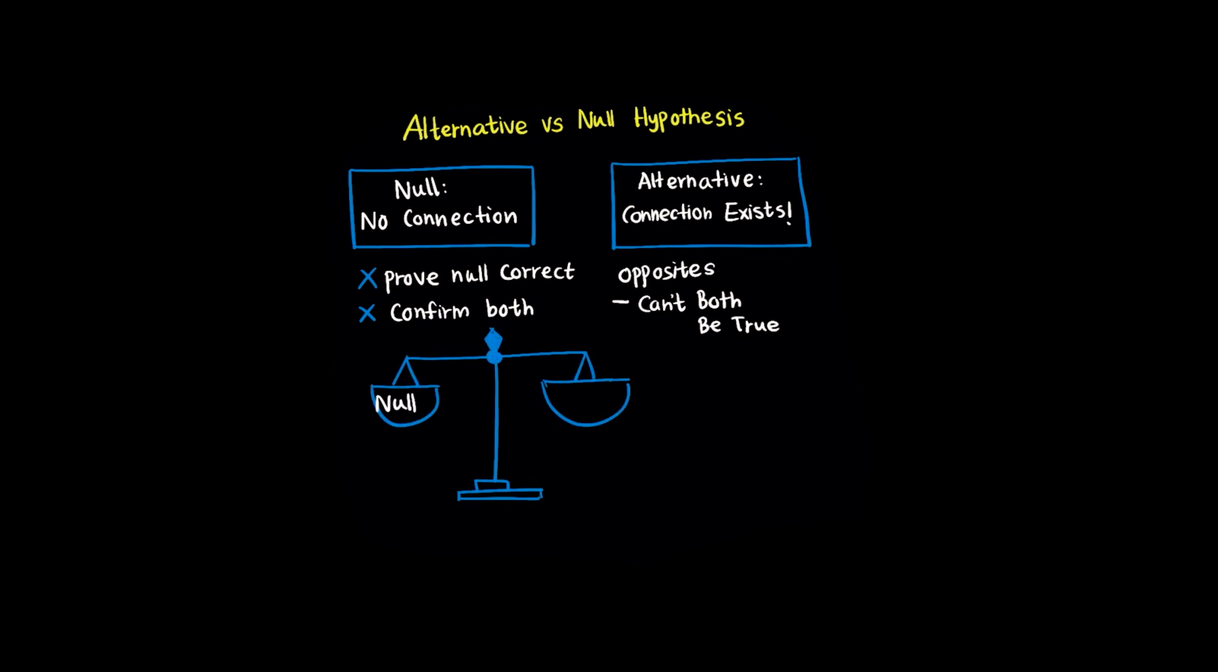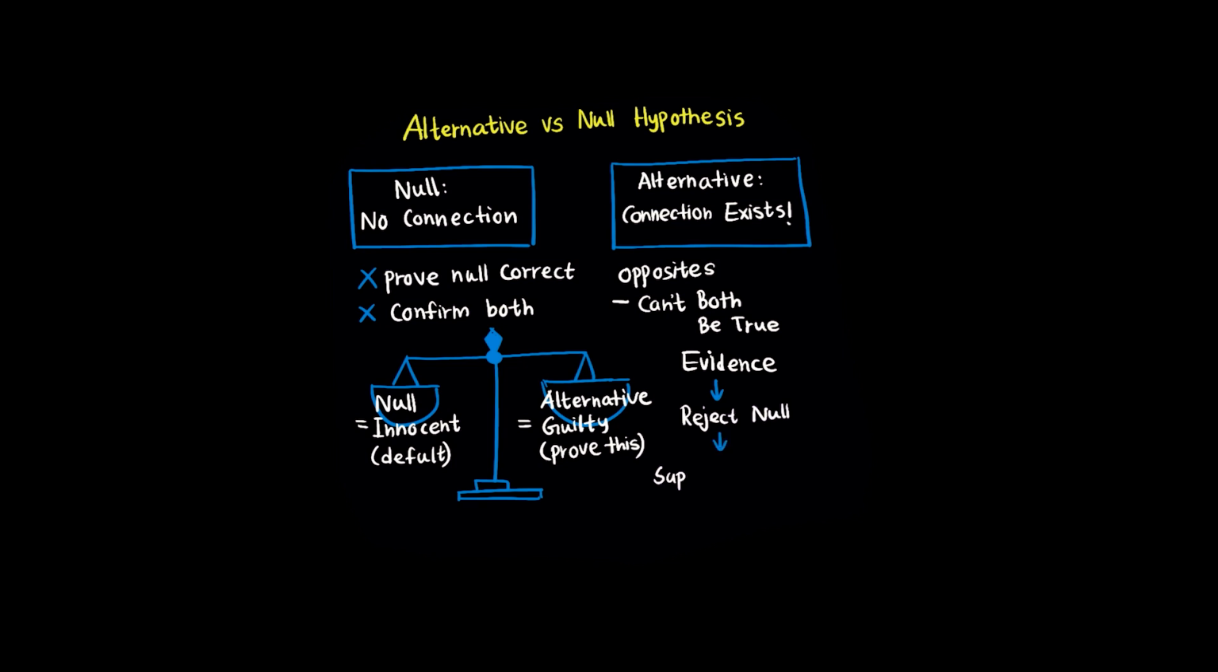Think of it like a court case. Null is innocence. Alternative is guilt. Prosecutors gather evidence to reject innocence. If successful, researchers reject the null hypothesis of no relationship, thereby supporting the alternative hypothesis. This systematic approach ensures we only claim relationships when evidence supports them.